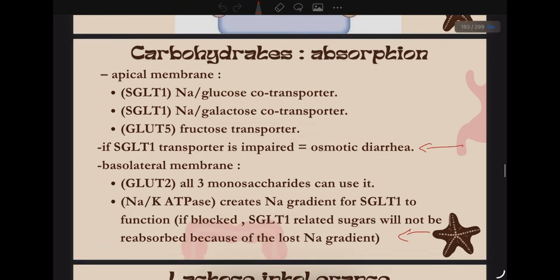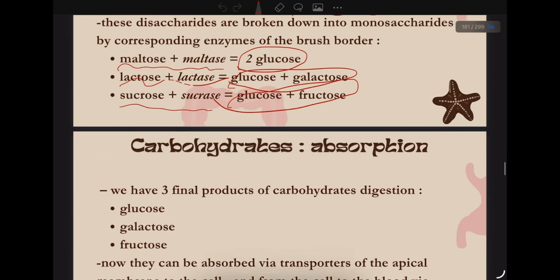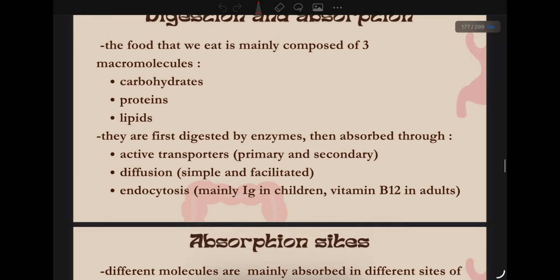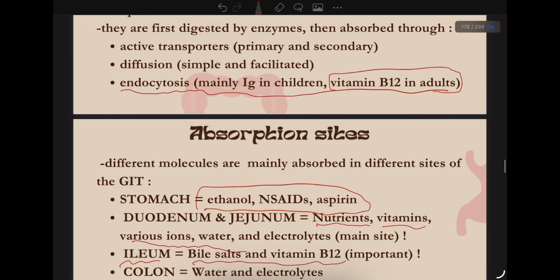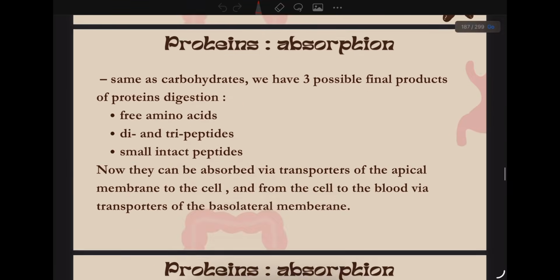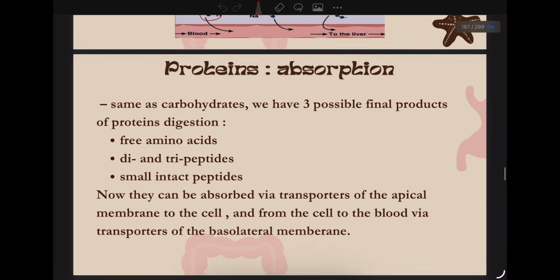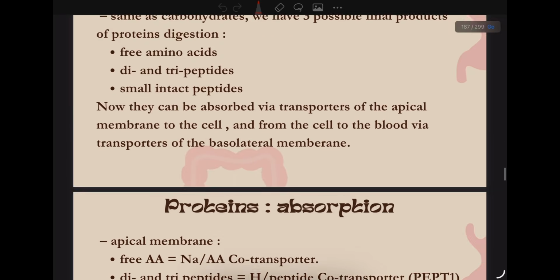Sorry, I think there's something I have missed somewhere here. When we are talking about the way of absorption, it's very self-explanatory, but I want to note here that endocytosis mainly does not happen in adults, by the way. It's mostly in children, but in adults, it's mainly for vitamin B12. Other than that, it doesn't happen much, even though we just said it happens in protein, but not much, okay. This is the thing.